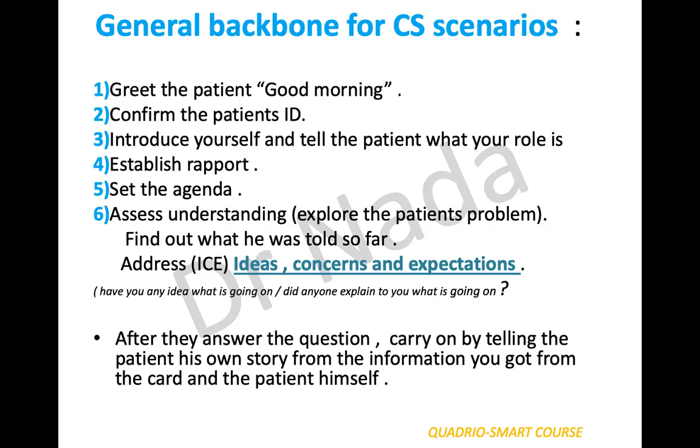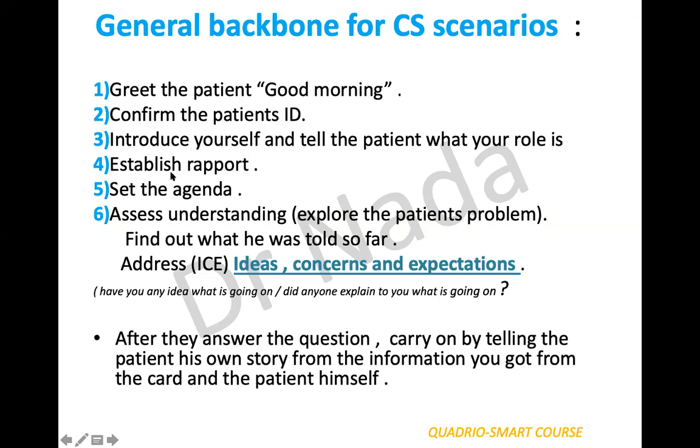You have to confirm that you are speaking to the same patient because if it was not the correct patient, okay? For example, let's say you are going to meet this patient to tell him that he has HIV. So assume that you didn't confirm the patient's ID and you gave the wrong information to the wrong patient. This is a breach of confidentiality, okay? So you have to confirm his ID. So number one, greet them, then confirm the patient's ID, first and last name. Number three, introduce yourself and tell the patient what your role is. Your role will be given to you in the task card. I'll show you how, okay?